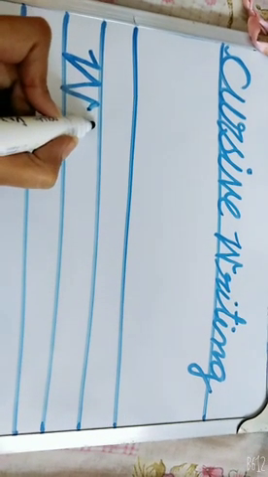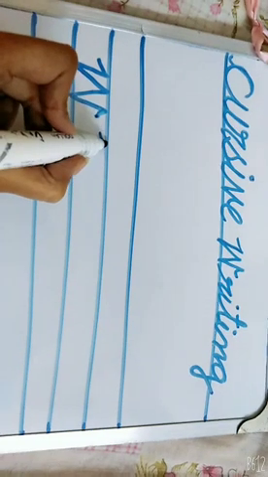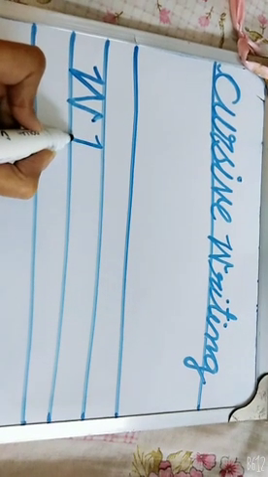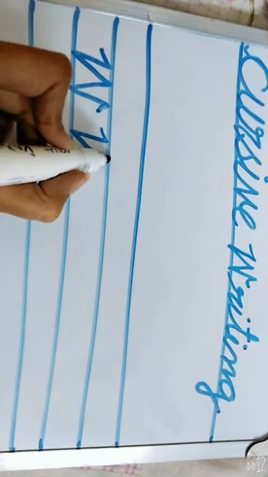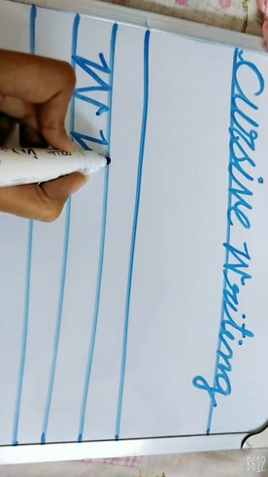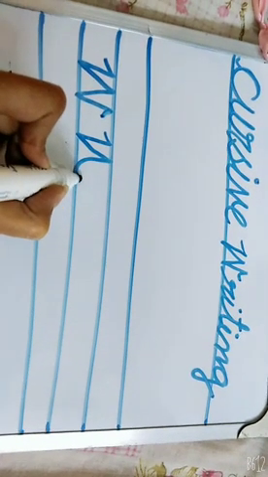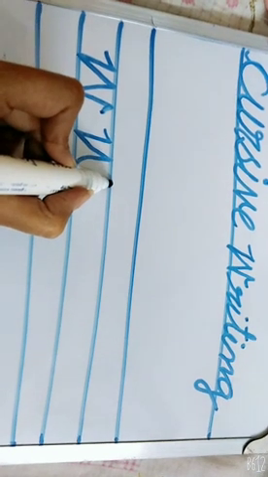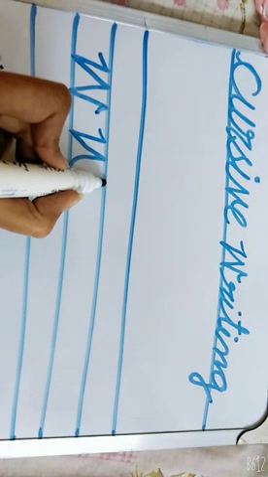Okay, put your marker near to second line, touch the second line. Now come down on third line. Now come up again on second line. Now come down on third line. Now make curve here and now touch the second line.